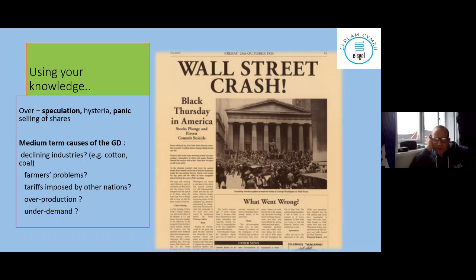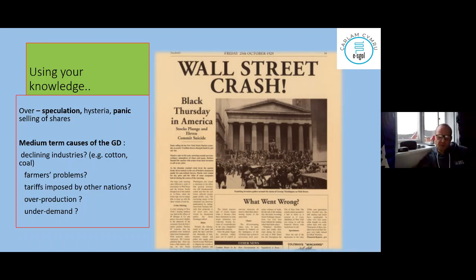We might venture into discussing some of the more medium-term causes. Farmers' problems, for example, where they overstretched their finances, who had overproduced. Tariffs imposed by other nations in retaliation to the Republican-imposed tariffs of the 1920s. Under demand. Maybe consumers were not buying enough consumer goods because they bought their needs during the early 20s due to buying on credit or due to the heavy level of advertising. At the top, I've also mentioned certain industries struggling, like cotton and coal, and of course, farmers. So we should have a good level of understanding now of the use of the source and the actual use of contextual support to aid this. So we have covered already 3 examples of question 1.